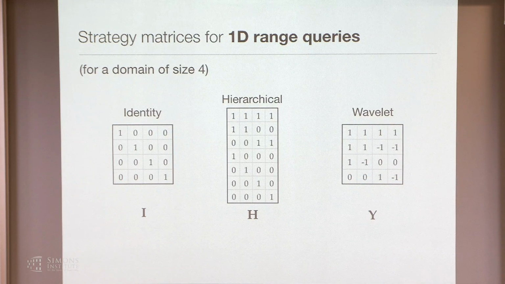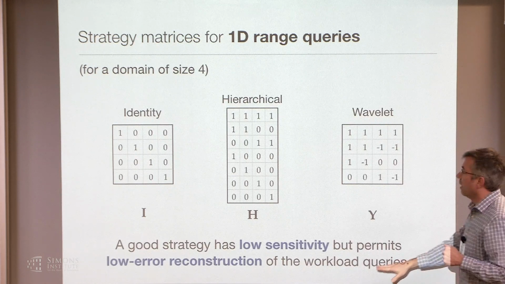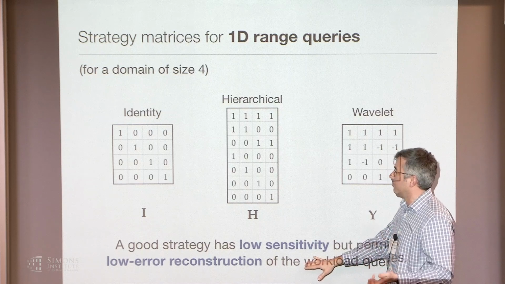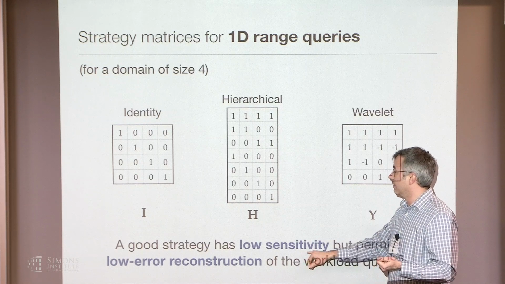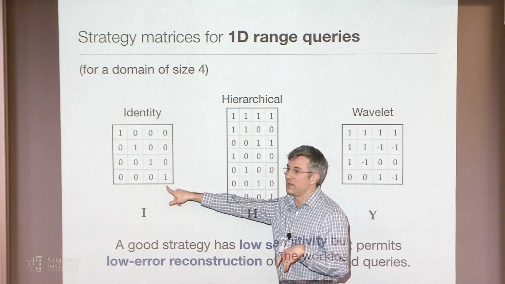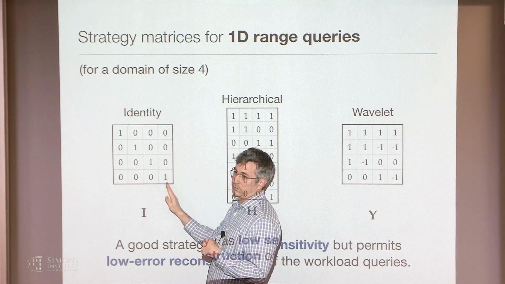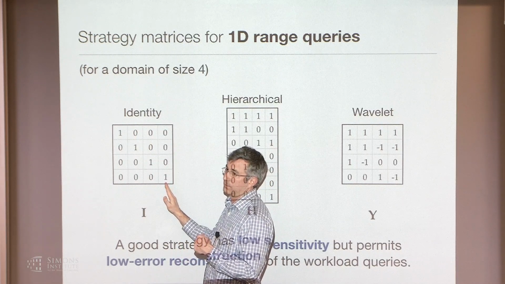So the art or the goal of choosing a strategy for your workload is, it should have low sensitivity. But if we just wanted low sensitivity, we would do this, because the sensitivity is the maximum absolute column norm, right?